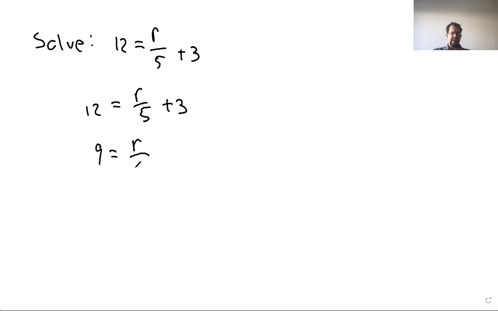That'll give us the 9 on the left-hand side and an r over 5 on the right-hand side. Now we need to get rid of this 5 underneath the r. So we'll multiply both sides by 5, which will get rid of the 5 in the bottom and give us 45 on the left-hand side. That's 9 times 5. I know I'm not showing all of the steps here, but it's important for us to start to learn to not write down every single step.